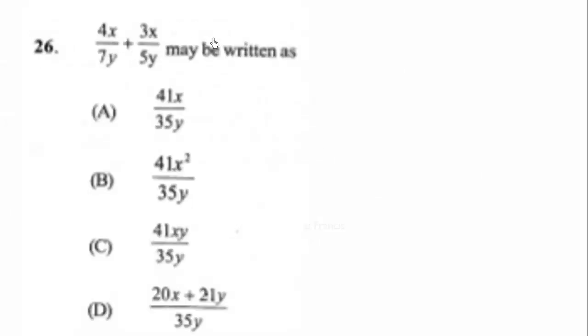Now we have this. We want to rewrite this. So we need to first of all find the LCM of 7y and 5y. And you know the LCM will be 7 times 5, which is 35. Then y is common to both sides. So the LCM will be 35y.